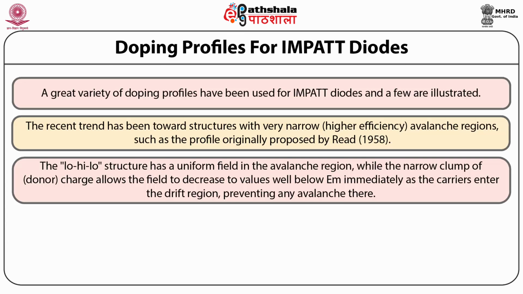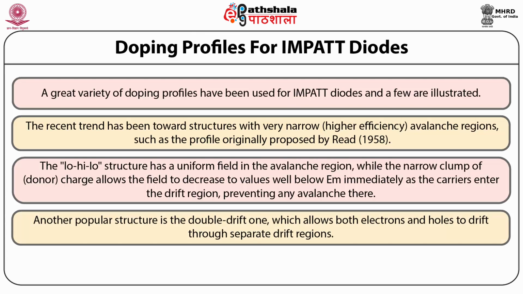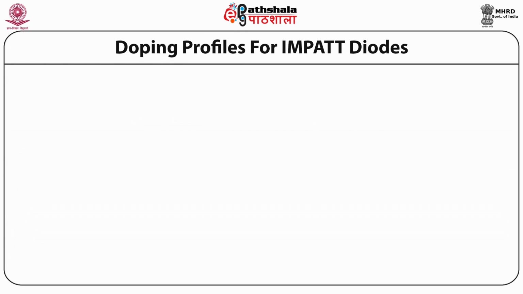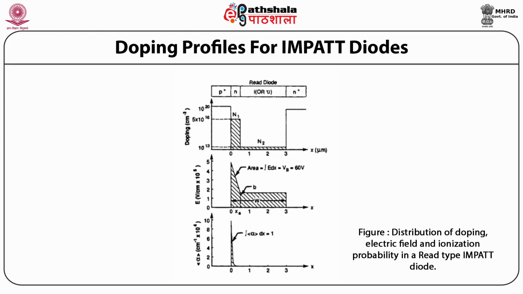any avalanche there. Another popular structure is the double drift one, which allows both the electrons and holes to drift through the separate drift regions. So students, as you can see in the first figure, we have the distribution of the doping, the electric field and ionization probability in a Read type Impatt diode.